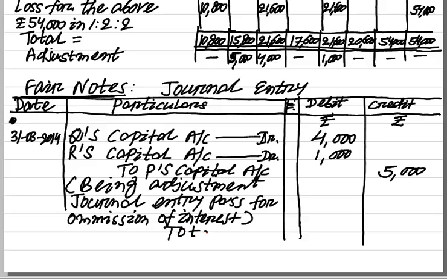This is total, which journal always should be. Journal should always be totaled. This should be 5,000 in all, in both the cases.